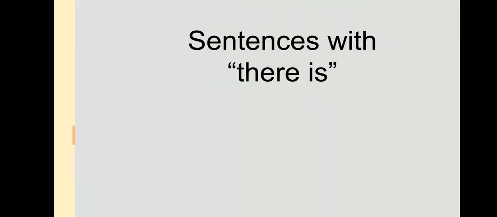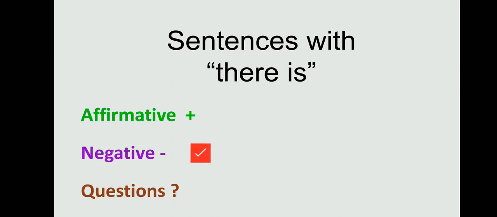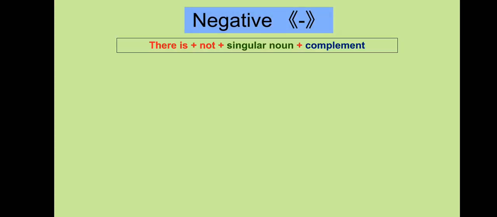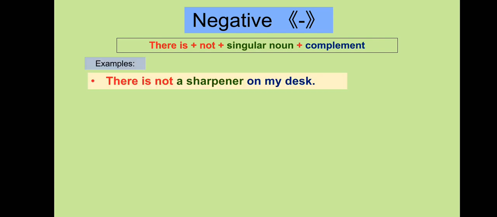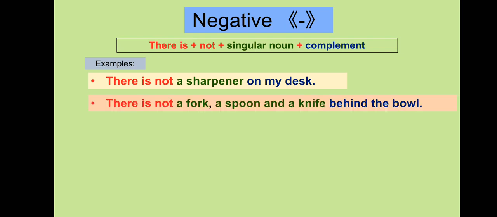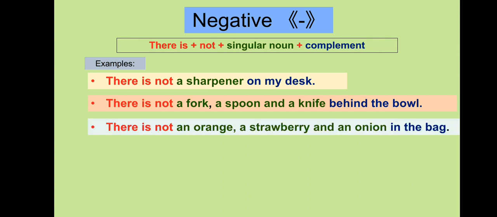Next, sentences with there is. We already studied affirmative, and we are going to continue studying negative. For the negative, we use the minus symbol. This is the formula. There is plus not plus singular noun plus the complement. For example, there's not a sharpener on my desk. There's not a fork, a spoon, and a knife behind the bowl. There's not an orange, a strawberry, and an onion in the back.